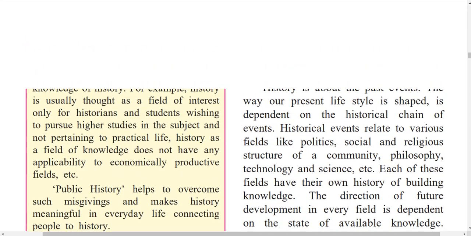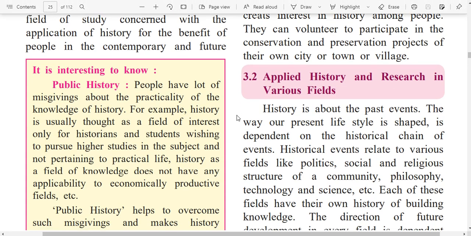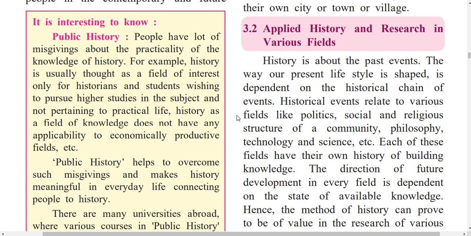Okay, now move to the next section 3.2, second section. Applied history and research in various fields. Let's see how it is applied to the various fields. History is about the past events. The way our present lifestyle is shaped is dependent on the historical chain of events.